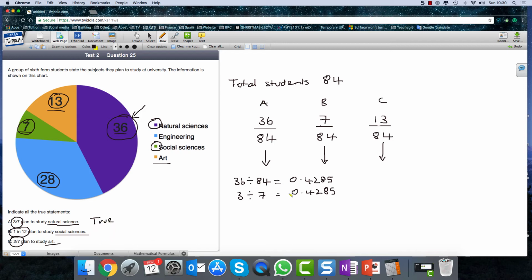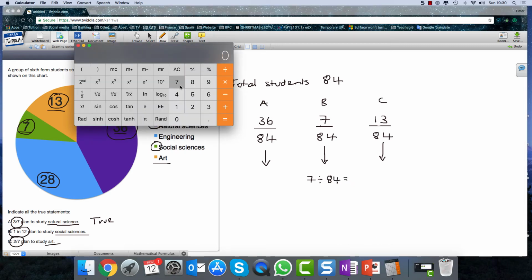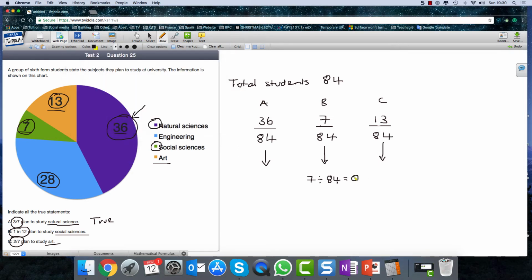Okay, so if we move on to statement B, I'm just going to clear some of this so we've got a little bit of room. Looking at statement B, we can do the same. 7 divided by 84, and we bring that up as a decimal. Just put a few 3s in there, we don't need all of them. It's actually a recurring decimal.